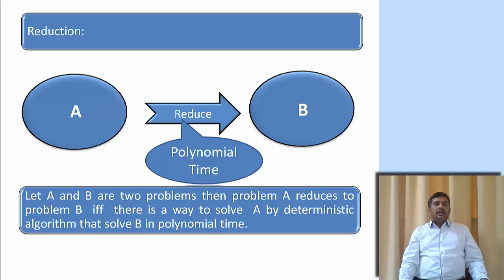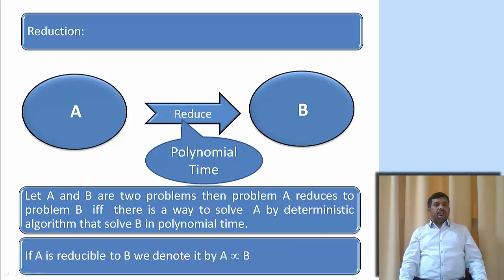It means for problem A, how much time it will take, we don't know. But we know that B can be solved in polynomial time. If problem A we can reduce to problem B in polynomial time and problem B is solved in polynomial time, then I can say problem A also can be solved in polynomial time. So for this reducibility, we use this symbol. If A is reducible to B, we use this symbol to denote reducibility.